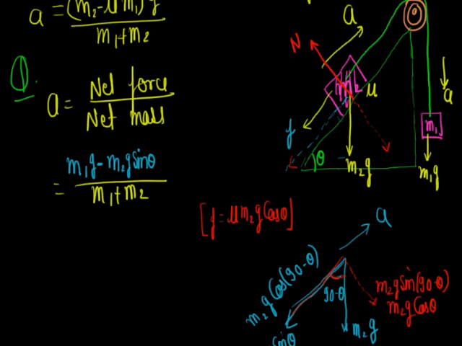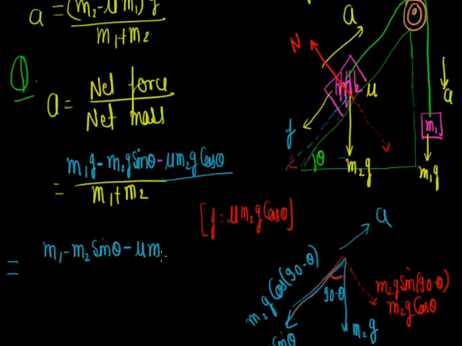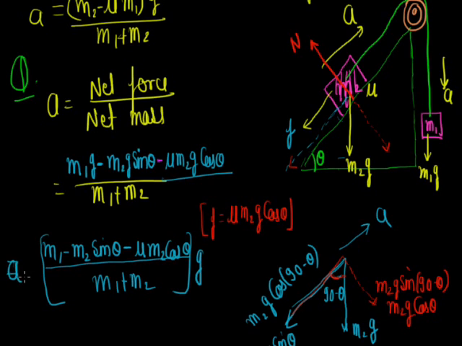So frictional force is mu N, and N is equal to M2G cos theta, right? But again it is in the opposite direction, so with a negative sign, minus mu M2G cos theta. Again by taking G common, M1 minus M2 sin theta minus mu M2 cos theta upon M1 plus M2, times G. So it is the value of acceleration.